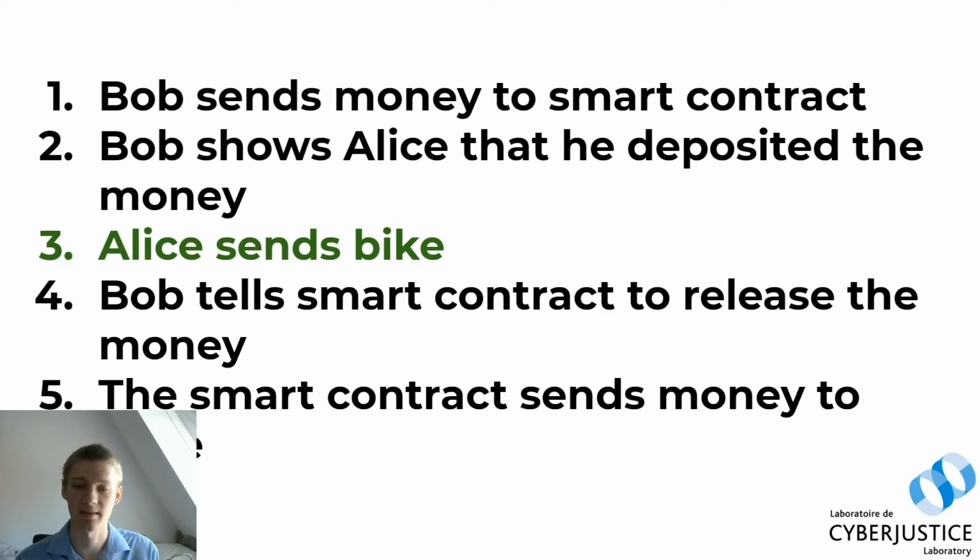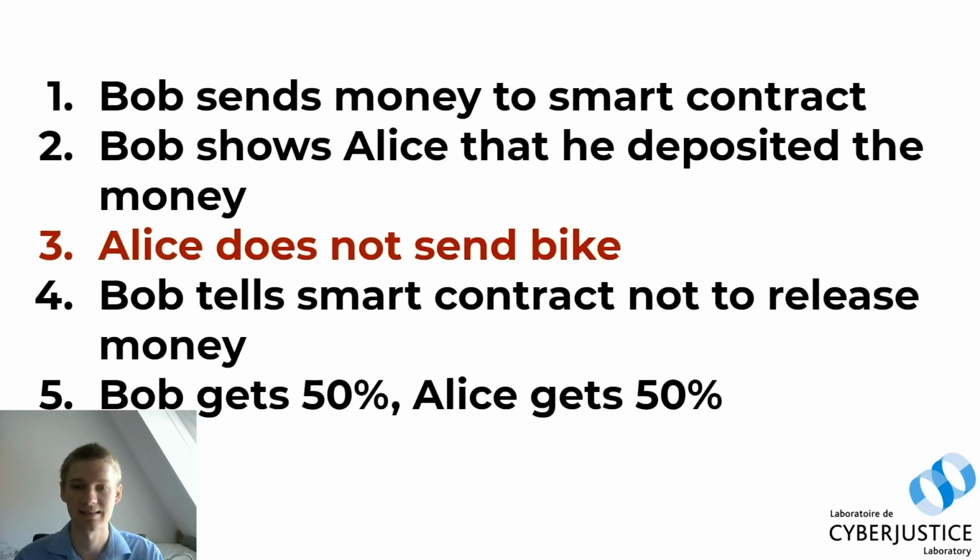This is if everything works ideally. Alice can know that Bob has sent the money and that he has that money, and Bob can be sure that Alice won't get all the money if she doesn't send the bike. So if Alice does not send the bike, Bob would tell the smart contract not to release the money, and in our case, Bob would get 50%, Alice would get 50% of the money. This isn't ideal. This is not really something you would want to do in reality, because if Alice doesn't send the bike at all, she probably shouldn't deserve any money, but we'll use this as an example and then later talk about how we can expand this.